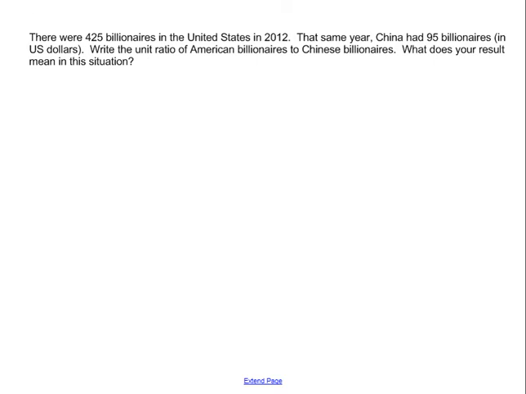So we have to do a couple of things for this problem. The first thing we want to do is write a unit ratio of American billionaires to Chinese billionaires, and then we have to write a little something. What does your result mean? So that means we're going to have a sentence or two talking about what our final answer means in this situation. So let's go to this idea of the unit ratio.